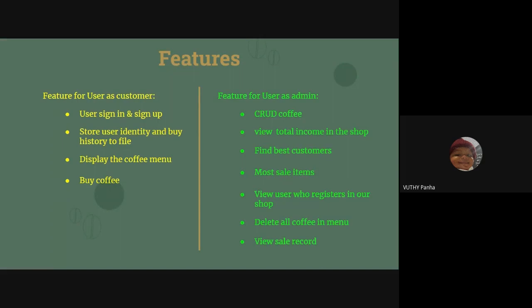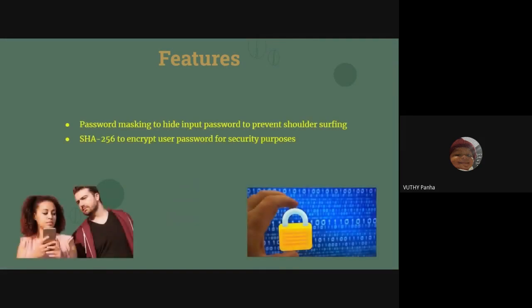Further than this, in our program, we also use password masking to hide input password to prevent shoulder surfing, as well as using SHA-256 algorithm to encrypt user password that we store in the IO file for security purposes. So let's go ahead to part 4, which is the flowchart.